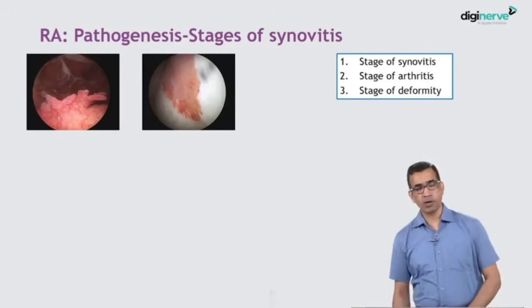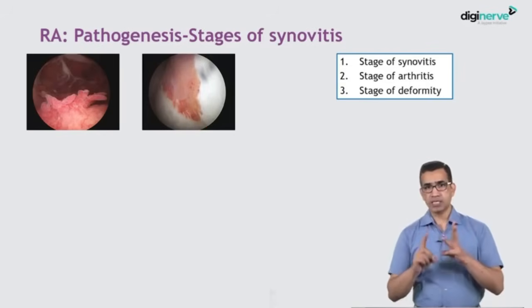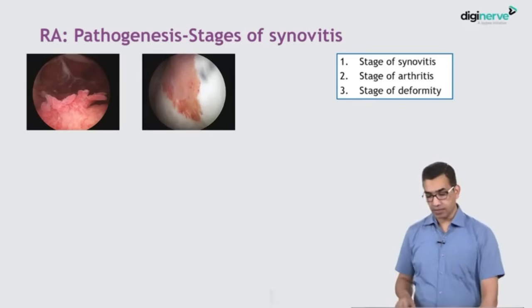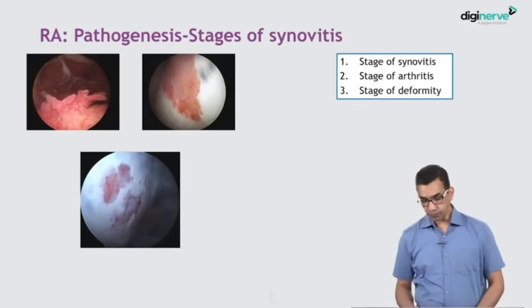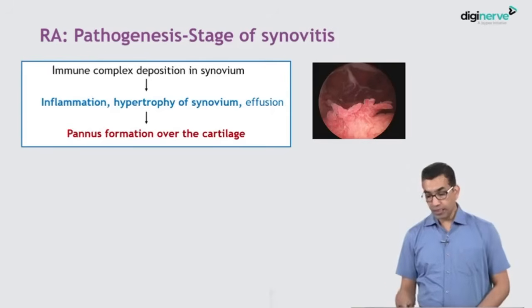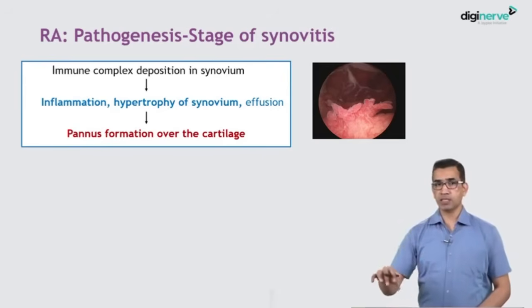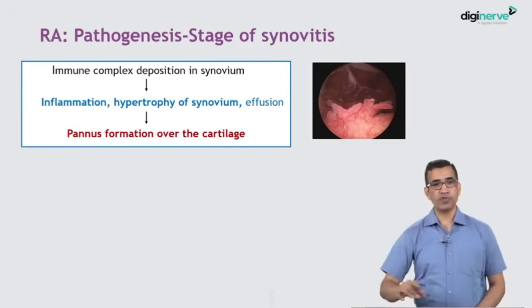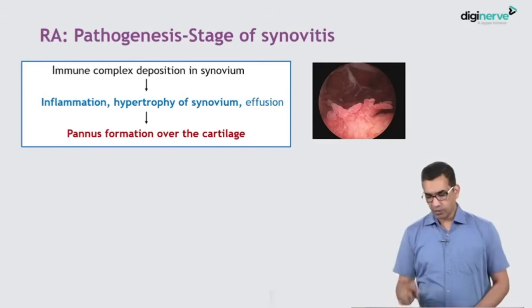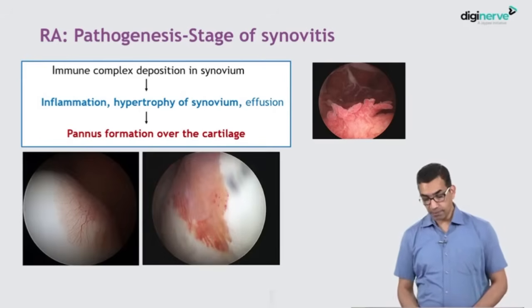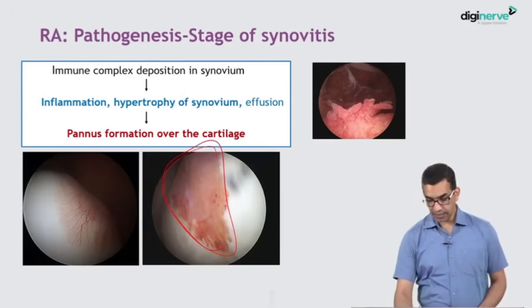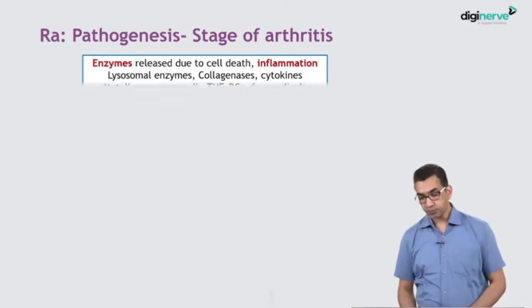Again, like what we saw in septic arthritis, there are three stages: synovitis, arthritis and stage of deformity. In the stage of synovitis, these antigen antibody complexes are deposited in the synovium and lead to a lot of synovial hypertrophy, inflammation and effusion. But here there will be no purulent inflammation. It is usually serous or maybe sometimes turbid looking inflammation. But there is always a pannus formation over the cartilage.